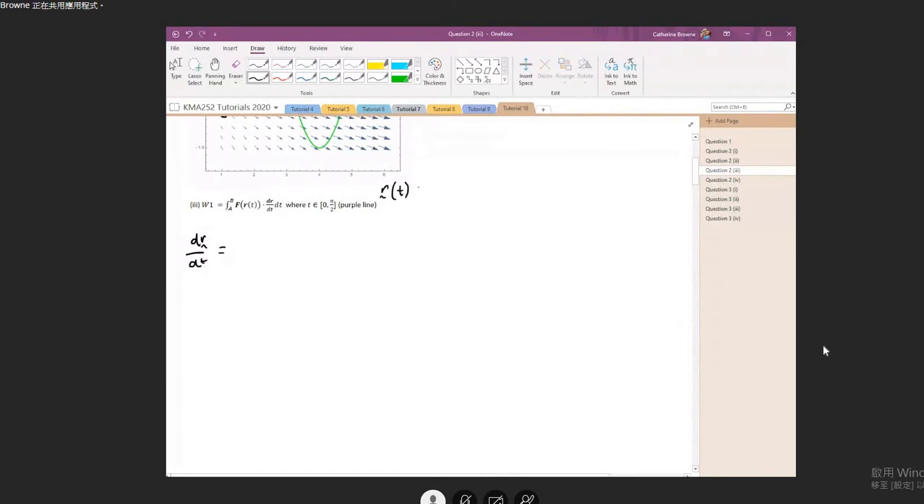r of t is going to be given by 6 on 5 cos t plus 1 I plus 1 minus cos t j. t is still going from 0 to pi on 2. Sorry about that. I think this is the question I actually did, so let's go with that.